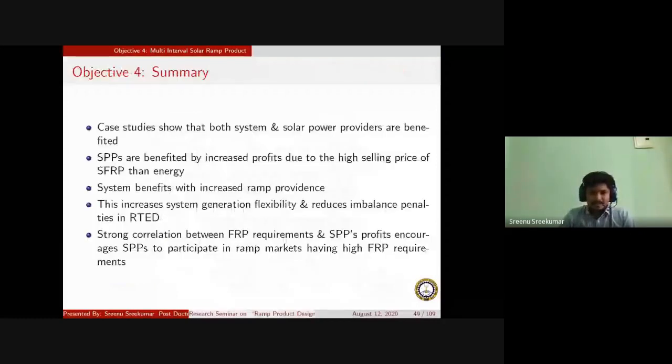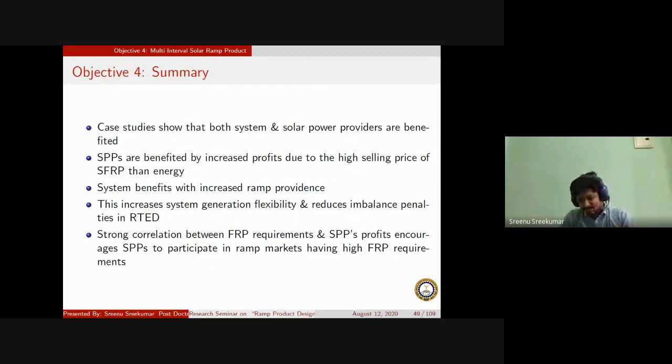To summarize the case studies, both show that the system and solar power providers benefit in the proposed framework. SPPs benefit from increased profit because the selling price of FRP is higher than the energy price. The system benefits from increased RAM provision, meaning more FRP sources are available. This reduces system imbalances and imbalance penalty, so it reduces total dispatch cost. And the strong correlation between FRP requirements and SPP's profits shows that SPPs can participate in systems having high FRP requirements.